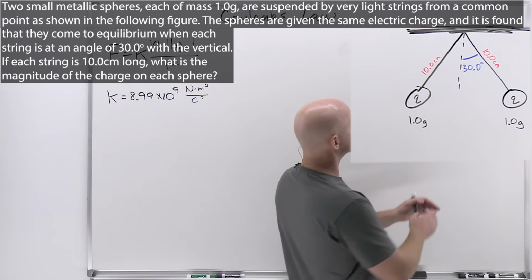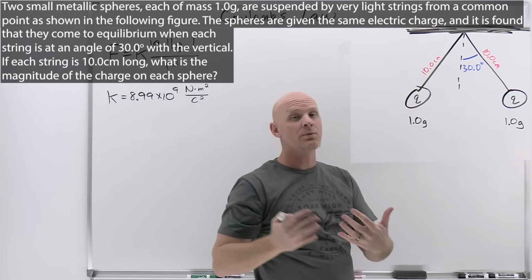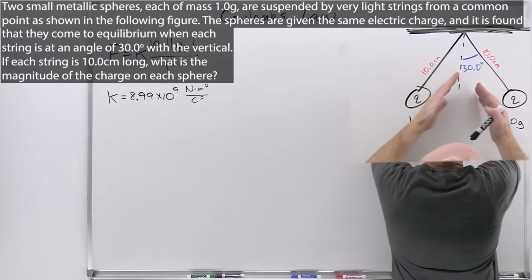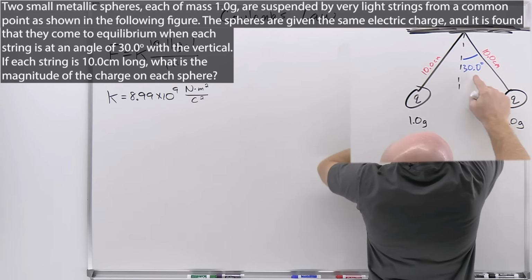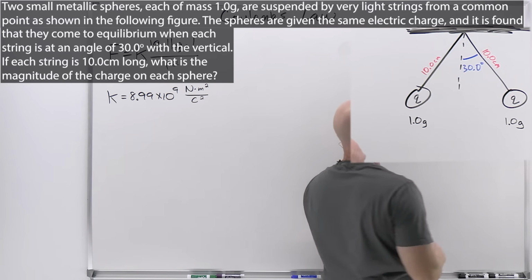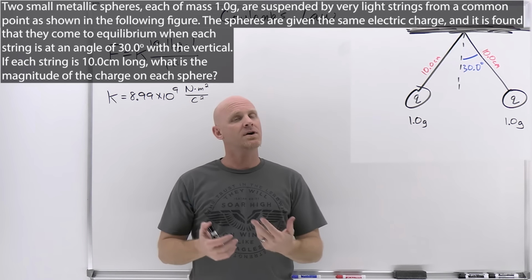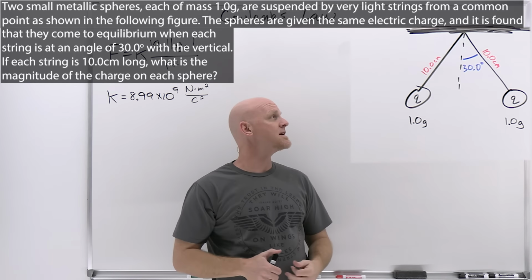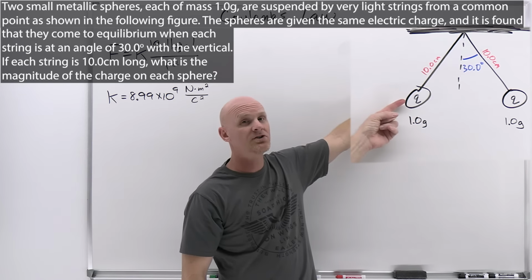So because these two spheres have exactly the same charge, either both positive or both negative, it's going to be a repulsive force, and so they're pushing each other apart. And it turns out they come to equilibrium when the angle with the vertical on either side equals 30.0 degrees. So we're going to set up a free body diagram, set up the net force equations, and then solve the system until we can ultimately solve for Q here.